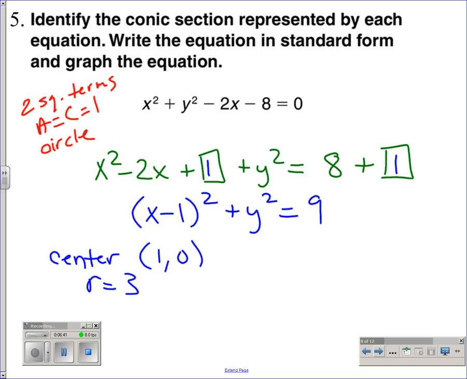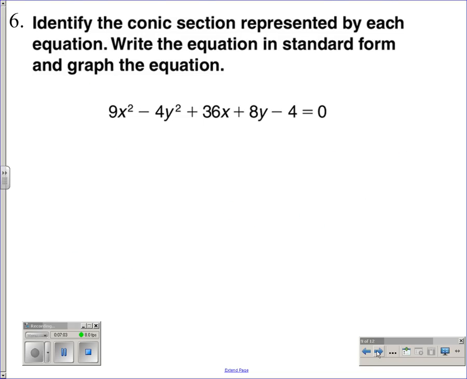So we can make a quick sketch of that. Center is at 1, 0, and I go 3 in each direction. That's terrible. There you go. Beautiful circle. Hopefully yours is better. So you can get it into the right form, but we still knew what we were dealing with before we started this general form. All right, let's take a look at the last one.